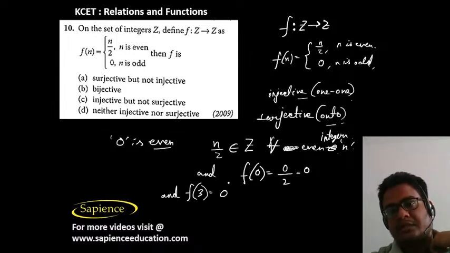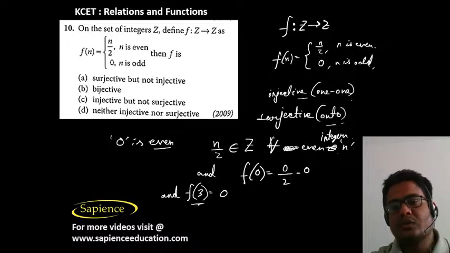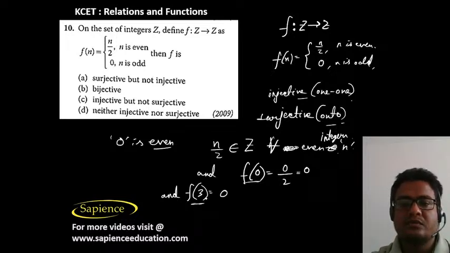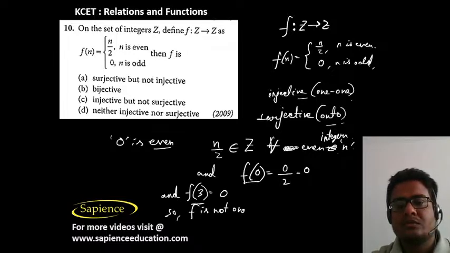So it means that it is not 1-1, since f of 0 is equal to 3, but 0 is not 3. So the function f is not 1-1. So it is not injective.